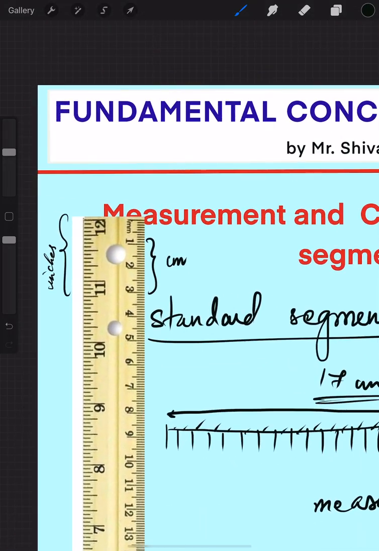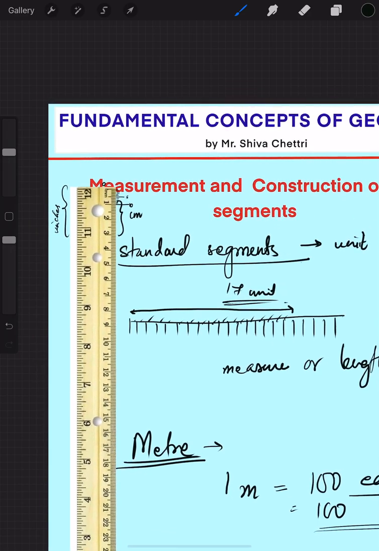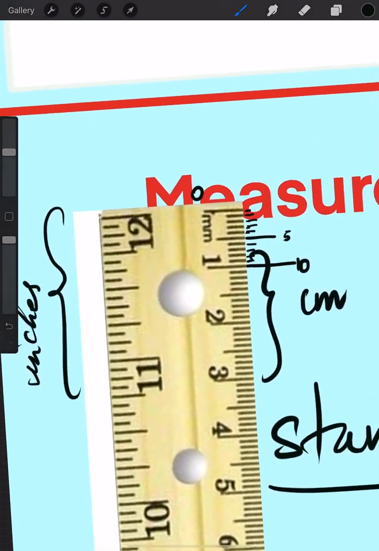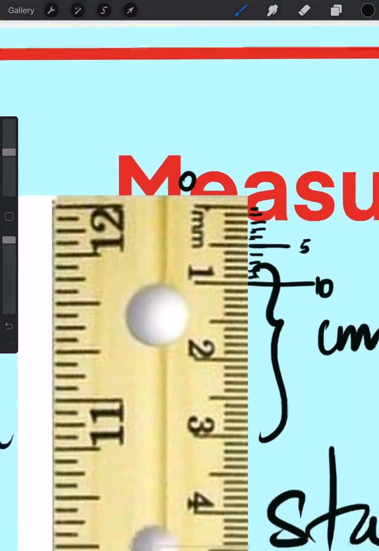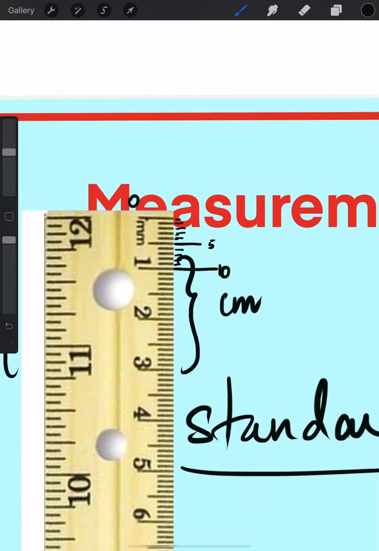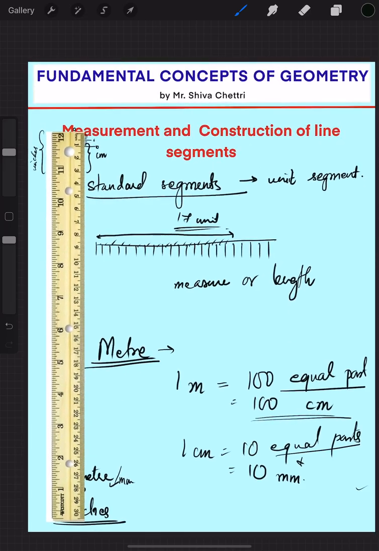Here we see that there are small fragments: 0, this is 0, 1, 2, 3, 4, 5, 6, 7, 8, 9, 10. So there are 10 small segments which make 1 centimeter. This is a ruler. The marks on the ruler, these small mark fragments, are called graduations or calibrations. Sometimes it is also called a graduated ruler.